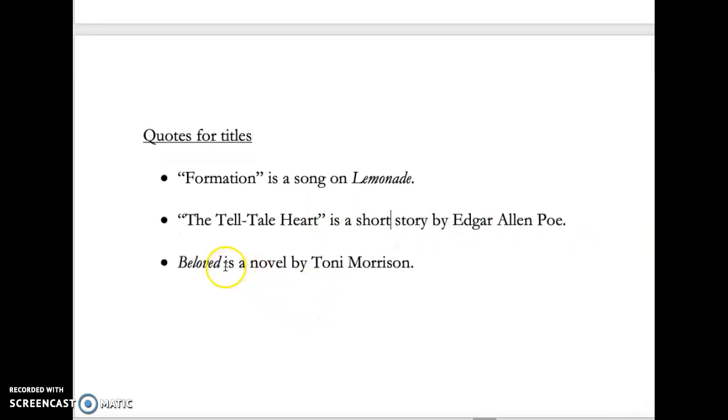But notice that Beloved, which is a novel title, Beloved in italics is a novel by Toni Morrison. So this can be a little bit tricky, but generally use quotes for short stories, song titles, articles, and use italics for books, albums, movies, right? Whereas a short video would go in quotation marks.